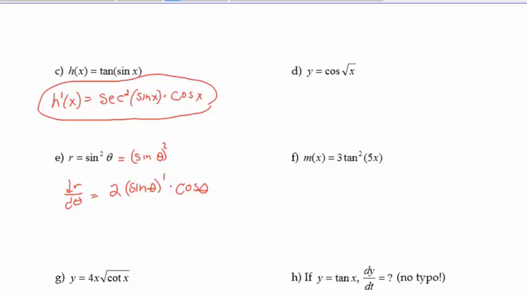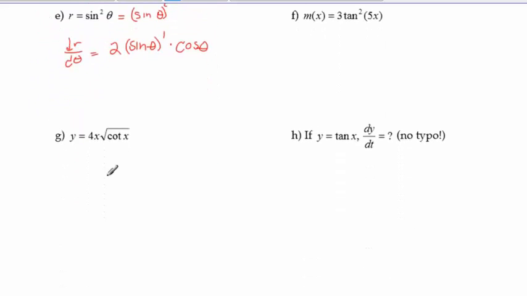Okay. Down here I think you'll be okay. And h I wanted to talk about really quick. If you look at h, it says y equals tan x. Find dy dt. All right, well, dy dt means take the derivative of y with respect to t. That's not t. Well, if you're supposed to take the derivative with respect to something that it doesn't match, you're still going to follow the chain rule.